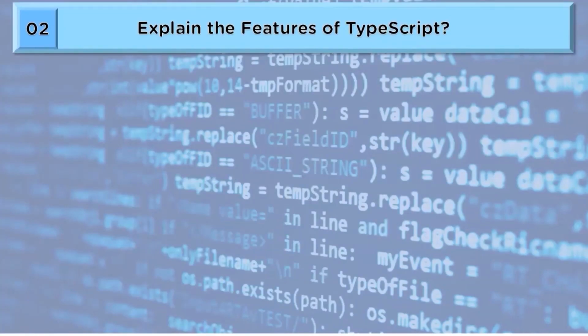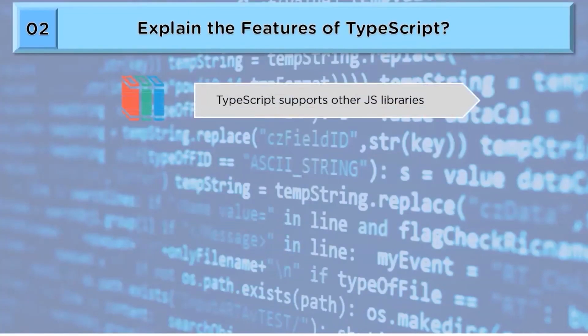Explain the features of TypeScript. TypeScript supports other JavaScript libraries. TypeScript is a new Microsoft language that is a highly typed superset of JavaScript, with support for object-oriented programming and other current features like decorators. Because browsers and Node.js comprehend JavaScript, TypeScript compiles to JavaScript.